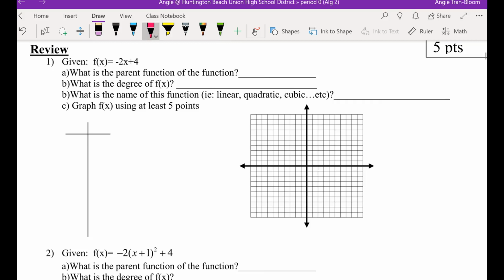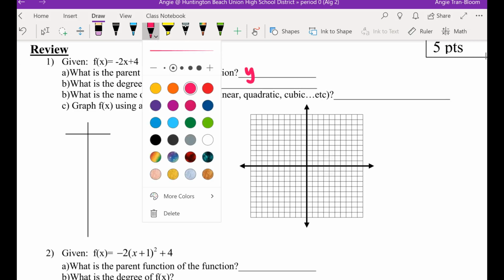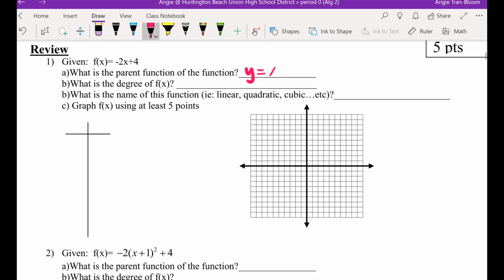Okay, so as mentioned before, your parent function. Actually, there's only one Ben now. The other Ben's in my fourth period, so I'm just going to call you Ben. Ben, what's your parent function? Very good. Y equals x, very good.